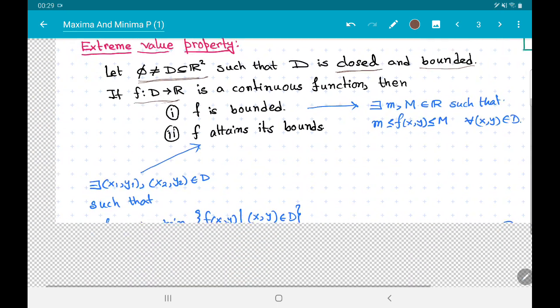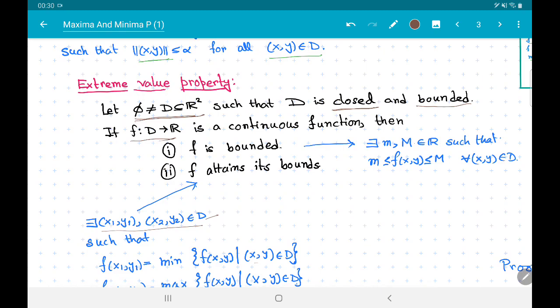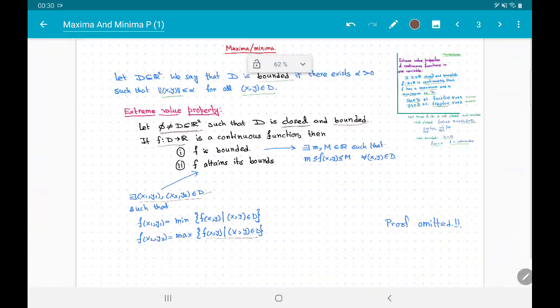So there must exist two points (x1, y1) and (x2, y2) in D, such that f of (x1, y1) is the minimum of all the values that f takes in the subset D, and f of (x2, y2) is the maximum of the set of all values that f takes in D. Note that these two points where the maximum and minimum occur are points in D itself. The proof of this theorem is quite complicated, so we are going to omit the proof and go forward.